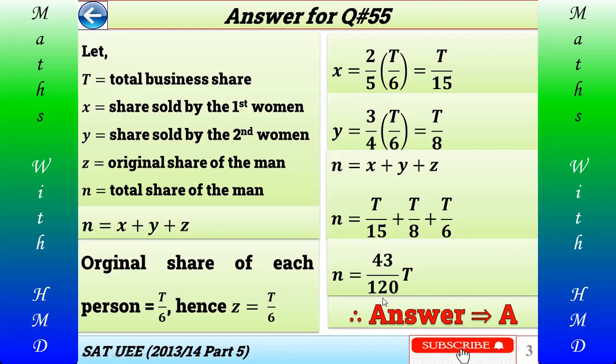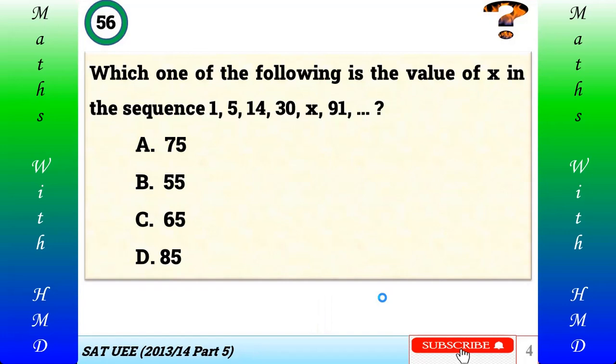Thank you very much. Let's continue with the next question, which is question number 56. It says, which one of the following is the value of x in the series 1, 5, 14, 30, x, 91, and so on? A, 75, B, 55, C, 65, D, 85.